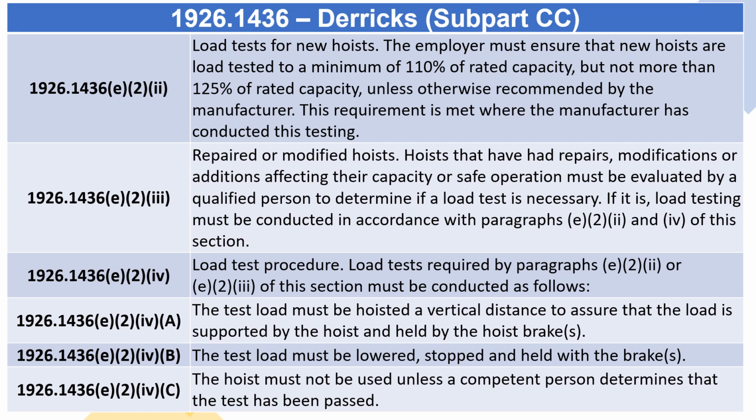1926.1436 E2(iv) Load test procedure. Load tests required by paragraphs E2(ii) or E2(iii) of this section must be conducted as follows. 1926.1436 E2(iv)(A) through (C): The test load must be hoisted a vertical distance to assure that the load is supported by the hoist and held by the hoist brakes. The test load must be lowered, stopped, and held with the brakes. The hoist must not be used unless a competent person determines that the test has been passed.